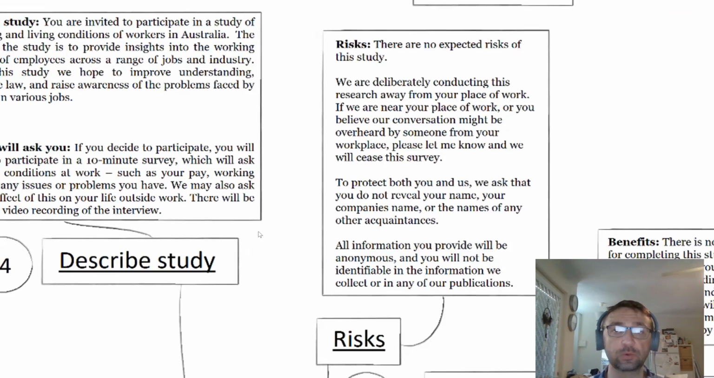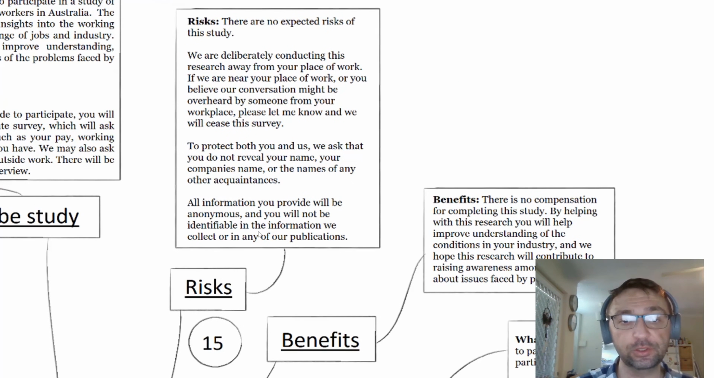Another thing that we need to include is the risks and benefits. So these are the 2 sections on that from our informed consent. The risk says there are no expected risks, but then it goes into some details. We're deliberately conducting the research away from your place of work. If we are near your place of work or you believe we can be overheard by someone from your workplace, please let me know and we'll cease the survey.